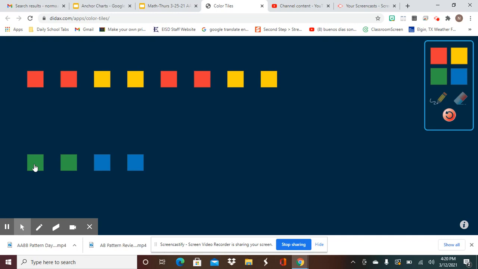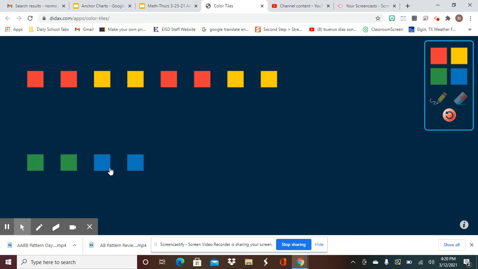On this one, we're going to have green, green, blue, blue. Or 2 greens followed by 2 blues. This is our rule. This is our clue. And now we have to finish the pattern. So green, green, blue, blue. What do you think is next? Is it red, red, yellow, yellow, green, green, or blue, blue?